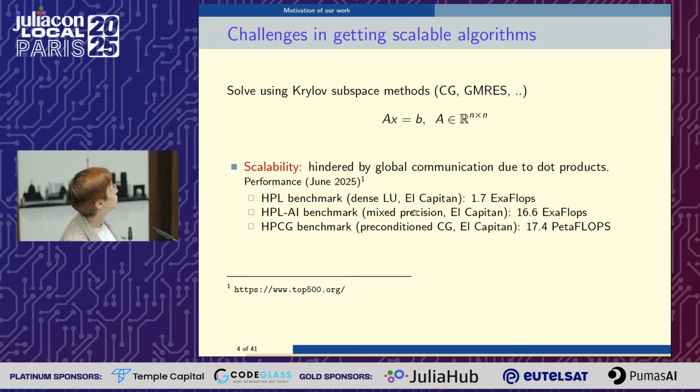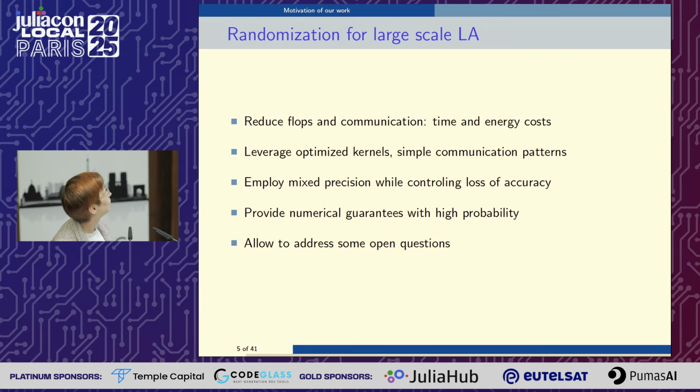If you are able to use mixed precision, and that's featured in the HPL-AI benchmark, then you can even reach 16.6 exaflops. But if you look at the HPCG benchmark, which implements solving a linear system by using the conjugate gradient method, then this is only reaching 17.4 petaflops. So there is a huge difference between operating with dense matrices and operating with sparse matrices. So it's really much more difficult to get good efficiency when you have to solve sparse linear systems of equations.